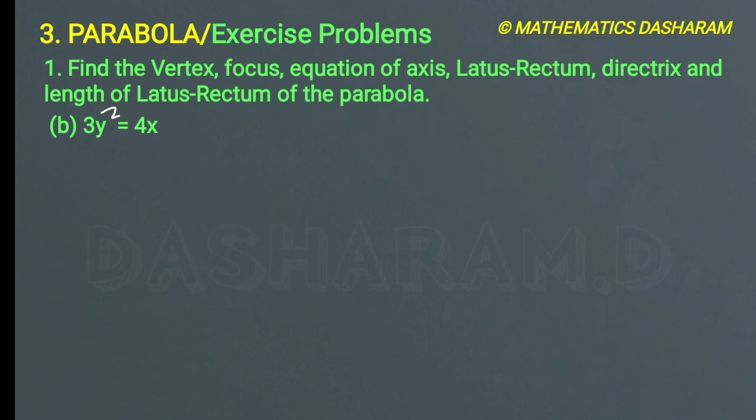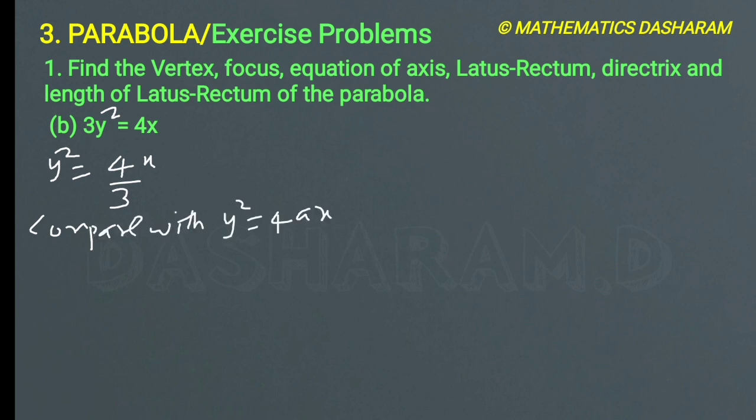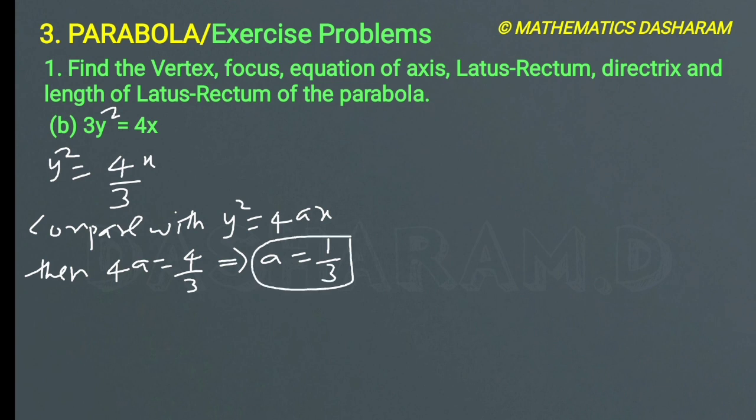Next, question B, 3y square equals 4x. So y square equals 4x divided by 3. Now compare with the standard form. So 4a equals 4 by 3. We can cancel the 4 on both sides. Then a equals 1 by 3. So it is a right side parabola.